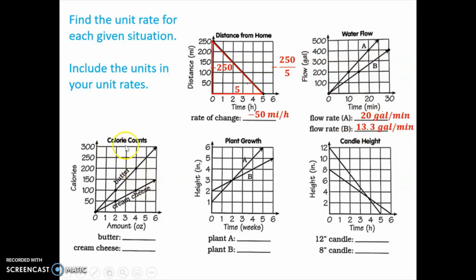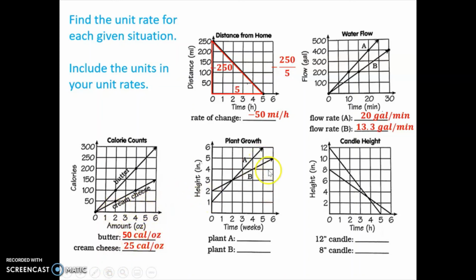We are comparing the calorie counts for butter and cream cheese. Which one will you gain more calories in? Well, the answer is butter. It has a steeper slope. So now find the unit rate. How many calories do you get per ounce of each of these? Butter, 50 calories per ounce. Cream cheese, 25 calories per ounce. These are unit rates. They are calories per single ounce.